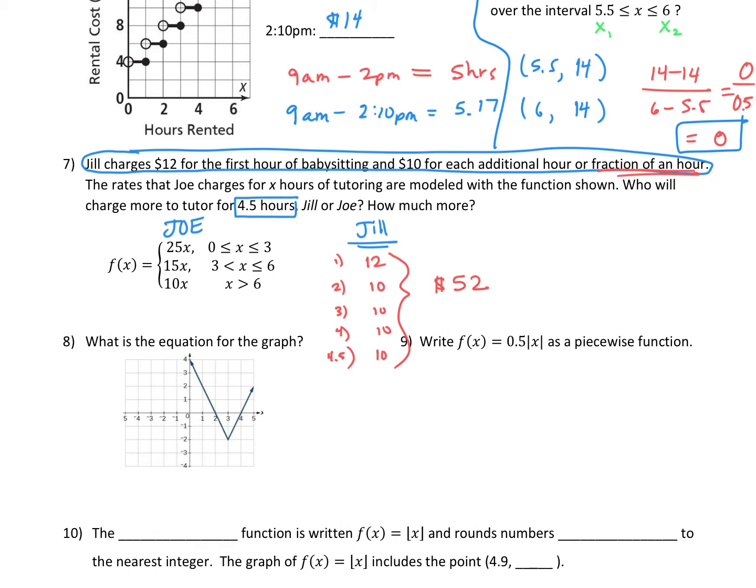So someone needs him for 4.5 hours. So where does 4.5 hours fall? Is that between 0 and 3, or between 3 and 6, or greater than 6? So 4.5 hours falls right here between 3 and 6, which means this 15x is the function we'll use to find what Joe charges. All right, so Joe charges $15 times x, which is our number of hours. The number of hours we have is 4.5. So the total amount that Joe charges is 15 times 4.5.